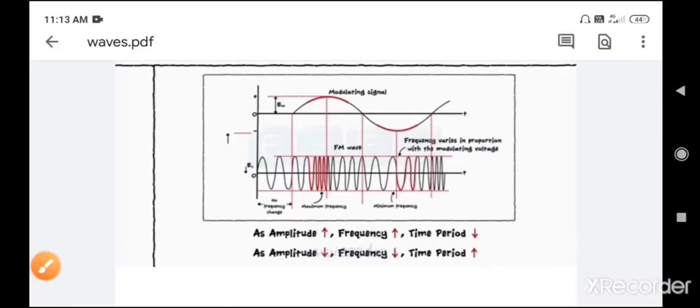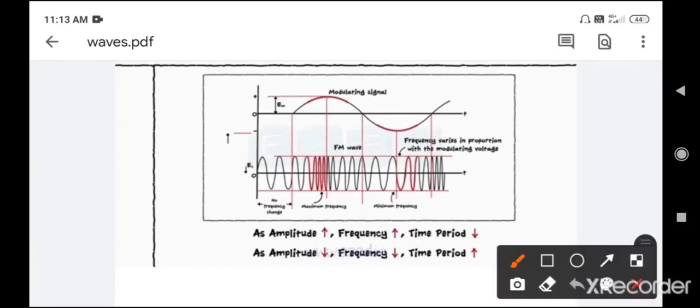We see that in the FM and PM equations the high frequency and low frequency occur consecutively, but we have a doubt about where the high frequency occurs and where the low frequency occurs. For that we can get the answer from this. Here the modulating signal is given. When the amplitude of the modulating signal is high, we get the high frequency. When the modulating signal has lower amplitude, we get the low frequency. So by that we are getting the high frequency and low frequency consecutively.